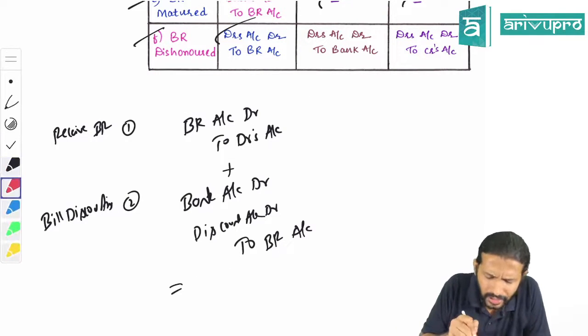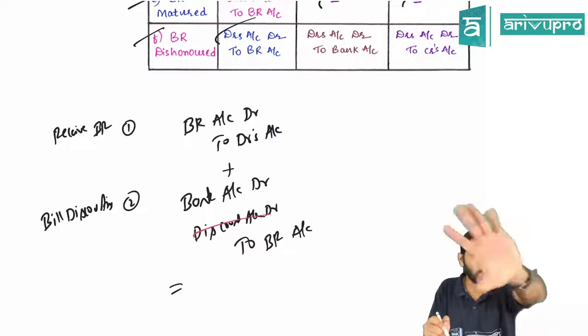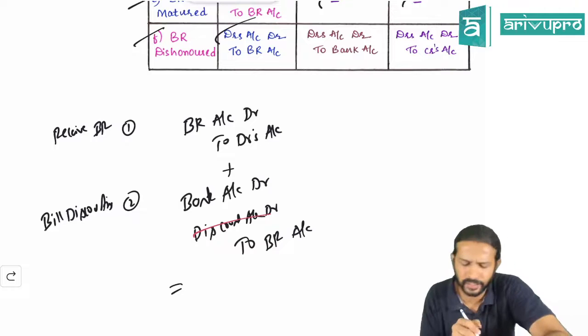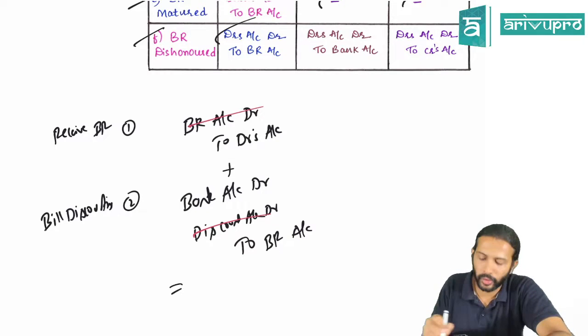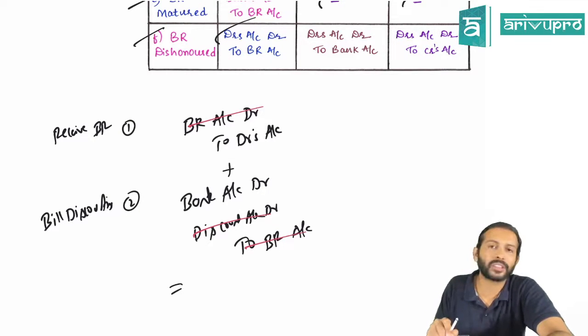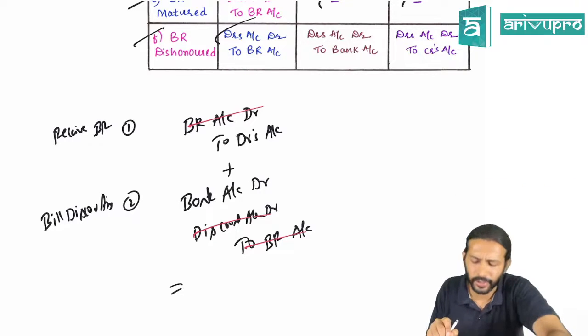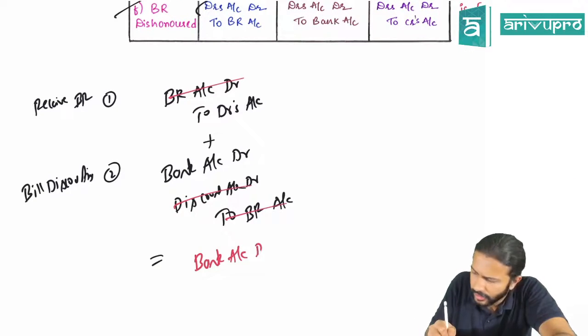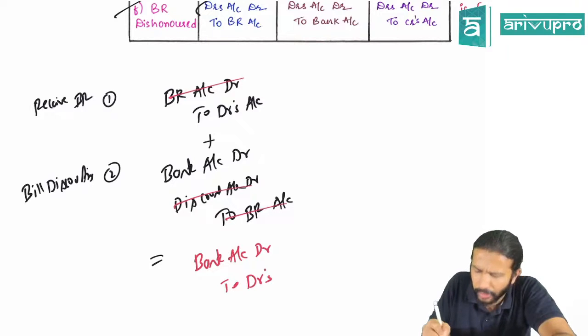For the time being, ignore the discount. Cut off the discount. Can you add these 2 entries and tell me effectively what entry you are getting, sir? Bill receivable account debit, bill receivable account credit. What is happening? They are getting nullified. So effectively, can I write the journal entry as bank account debit to debtors?